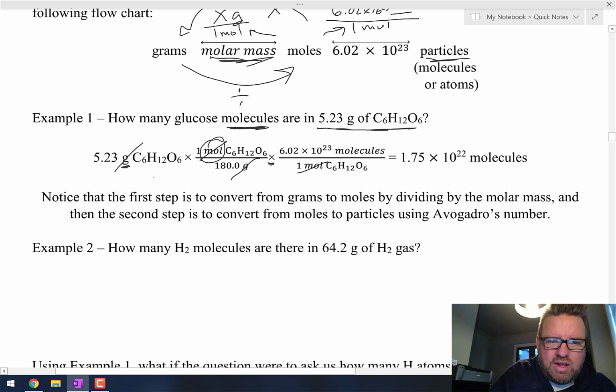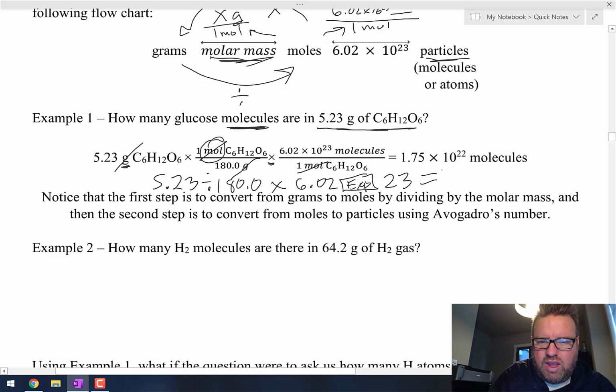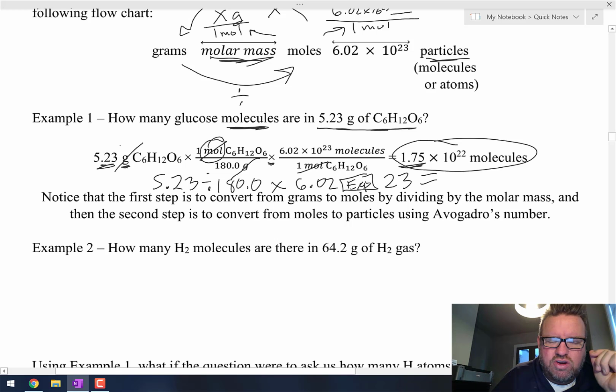So in my calculator, I'm going to type in 5.23 divided by 180.0 times 6.02, hit the exponent button on my calculator, hit 23, and then hit equals. And you should come up with that answer right there. And again, notice I've got 3 digits here. I started with 3 digits.